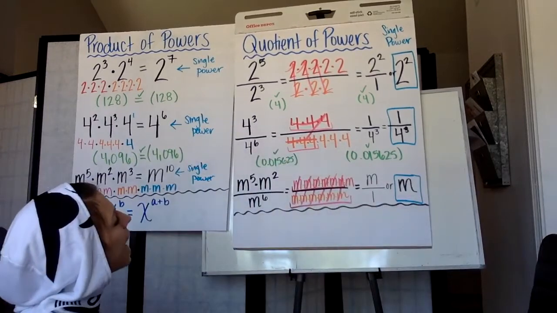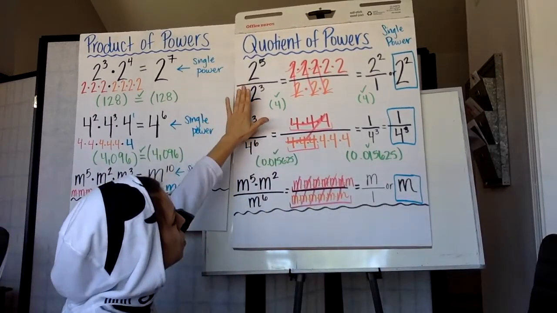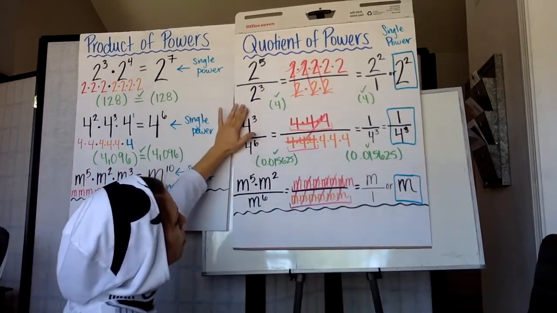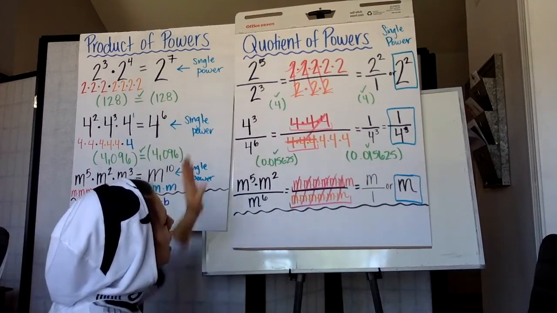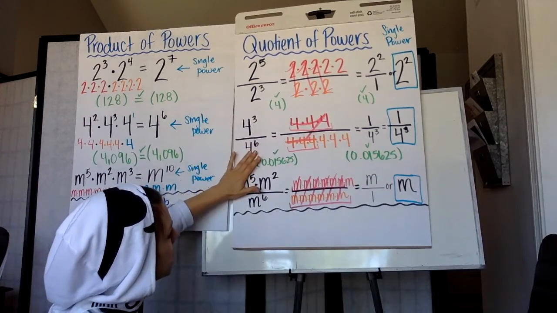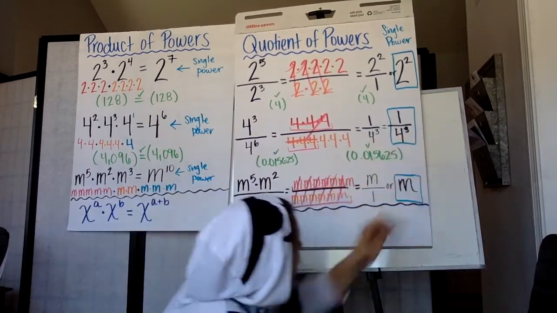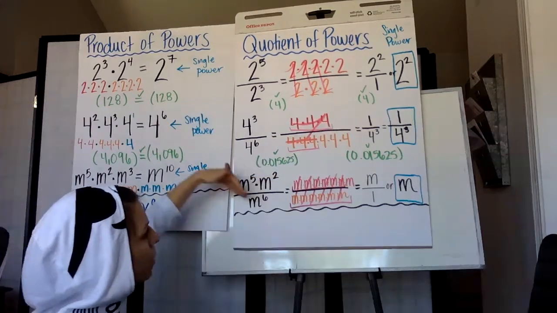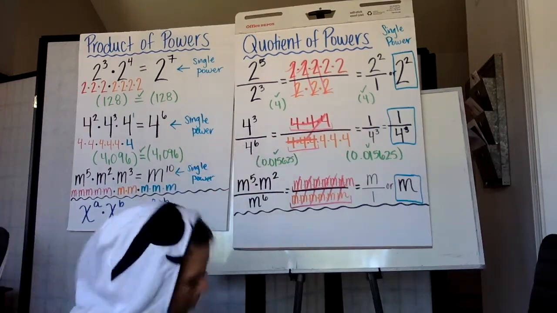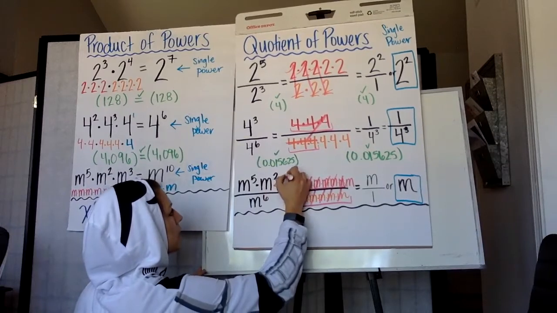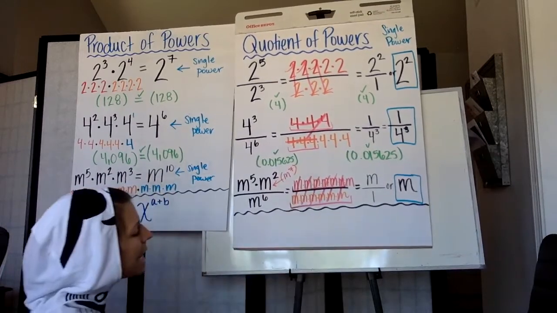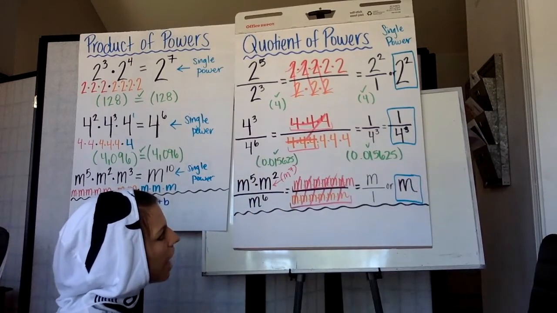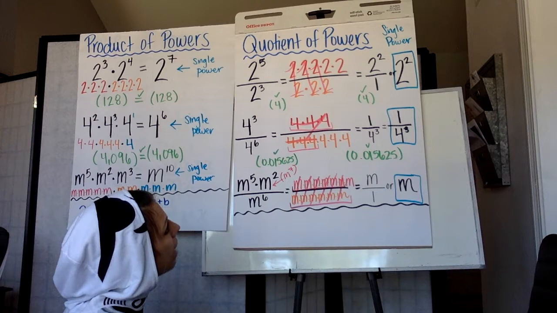Well, we had 2 to the 5th divided by 2 to the 3rd, and we ended up with 2 squared. 5 in the top, 3 in the bottom, ended up with 2. Then here we had 4 to the 3rd divided by 4 to the 6th, and we ended up with 4 to the 3rd, but in the denominator. Here we had m to the 5th times m to the 2nd, which we knew was m to the 7th. So we knew that this was m to the 7th divided by m to the 6th, and we were left with just m, just a single m. What could be the pattern?